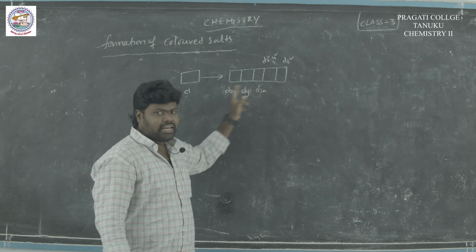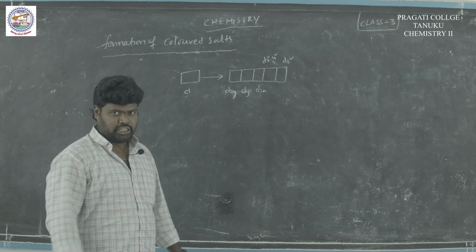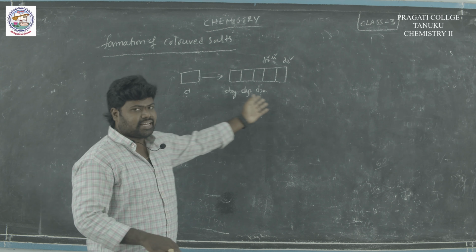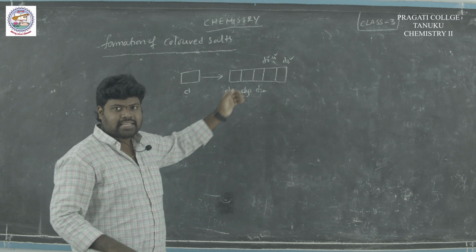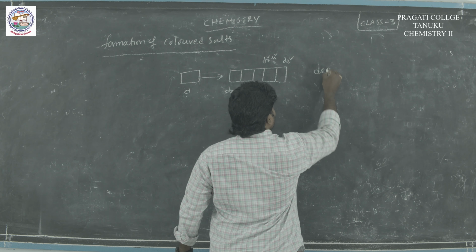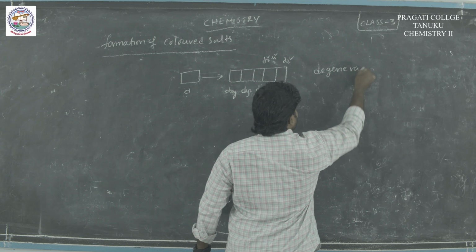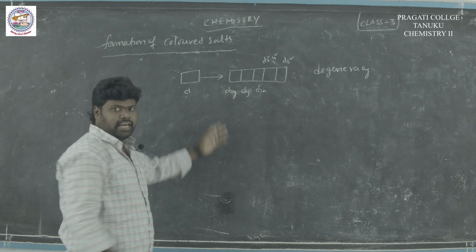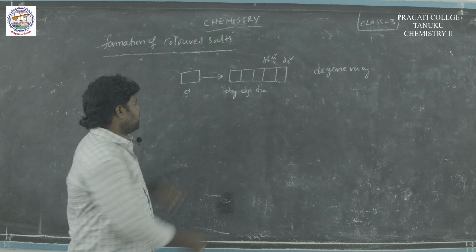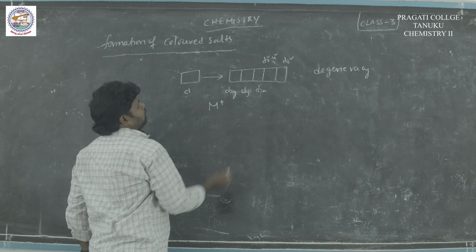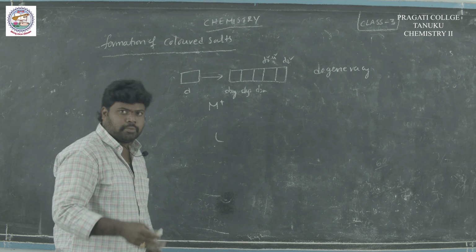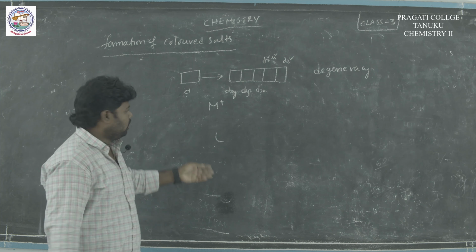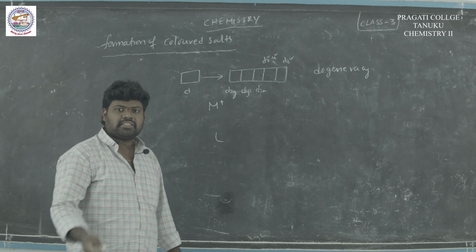These 5 d orbitals have the same energy. So this phenomenon, where one orbital is split up into 5 degenerate orbitals, is called degeneracy. What is the meaning? Degeneracy. Okay. Then the metal, that means the d orbitals of the metal, is approached by the ligands. What is the meaning of ligand? Previously, in the property of complex formation, we discussed the ligand.